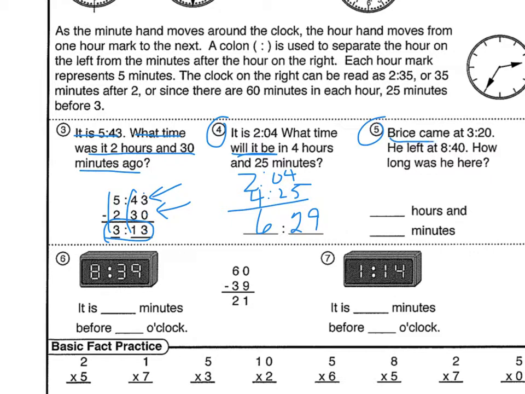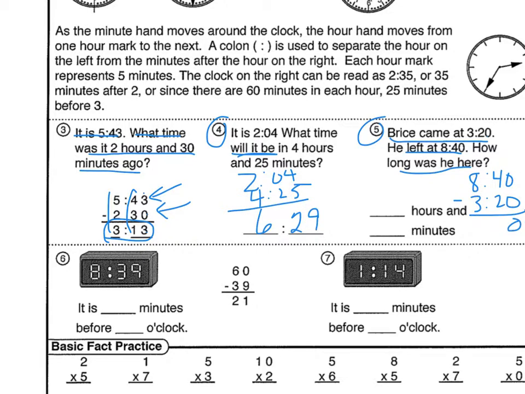All right, Bryce, you should have already done this now. Erase it and change it if I do it differently than you. Bryce came at 3:20, he left at 8:40. How long was he here? Well, some of you might be tempted to write down 3:20 first and then write the 8:40. Did you do that? That would be wrong. You want to put down 8:40 because that's the higher time, and then subtract 3:20, which is when he got there.